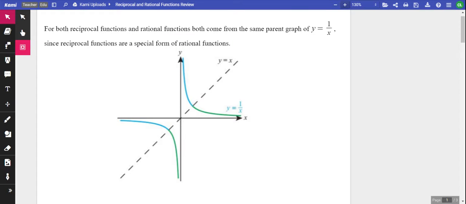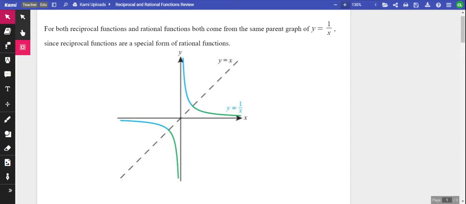Reciprocal and rational functions. So remember, reciprocal functions are just a special form of rational function where we don't have an x value in our numerator. We just have a number in our numerator, and our x value or our variable ends up in the denominator. So this is the special form of rational functions. I'm going to be talking about these things synonymously because they're very, very similar.